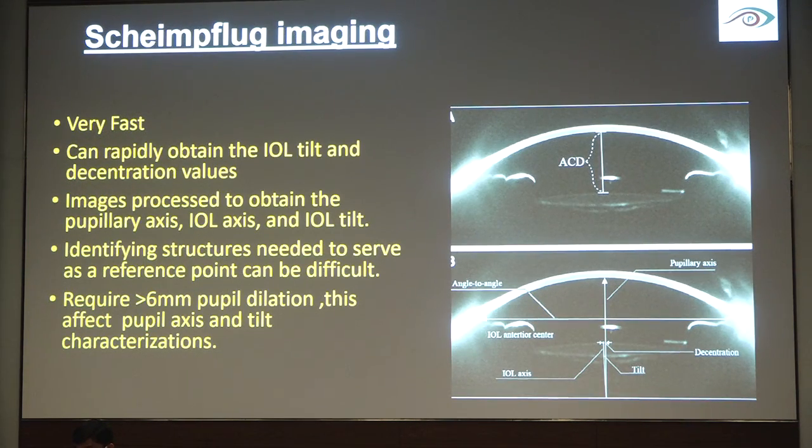Next, coming to your Scheimpflug imaging, this is going to be very fast. You can make out all your ocular structures in that. The only major drawback here is you need a pupil dilatation of more than 6 millimeter. So if your pupil doesn't dilate more than that, you're not going to get this.